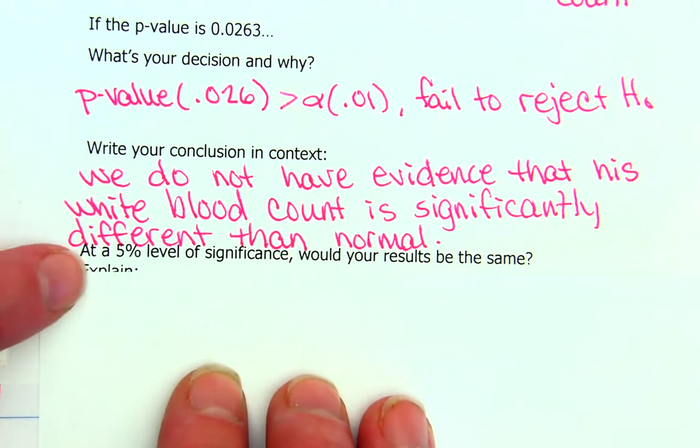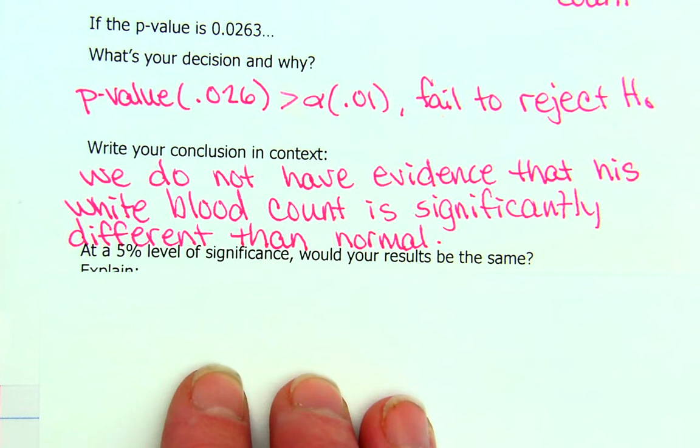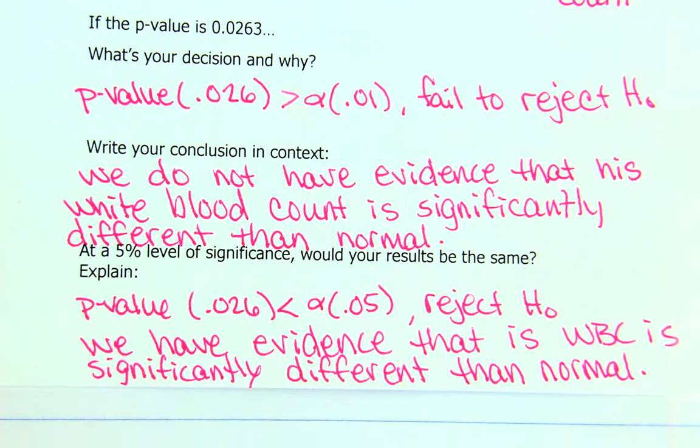What if we change the alpha to 0.05? Would we have the same decision or different? Different. Good. Because then the p-value would be less than alpha, and we would reject.